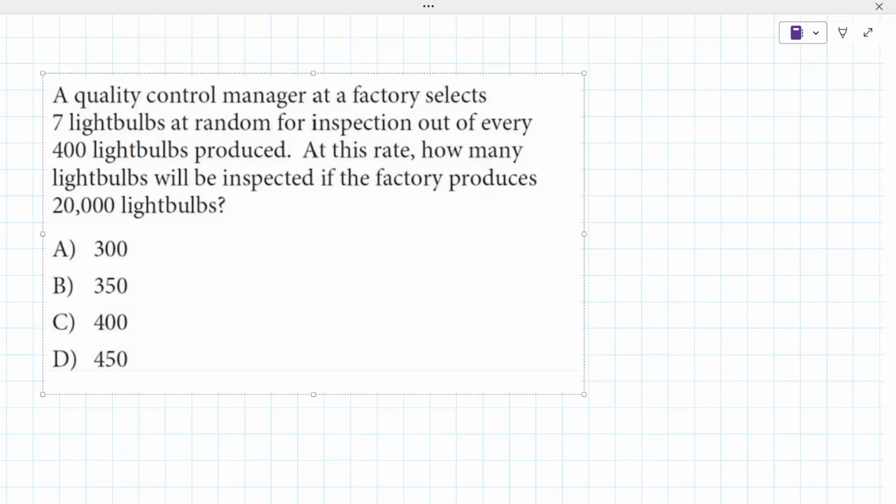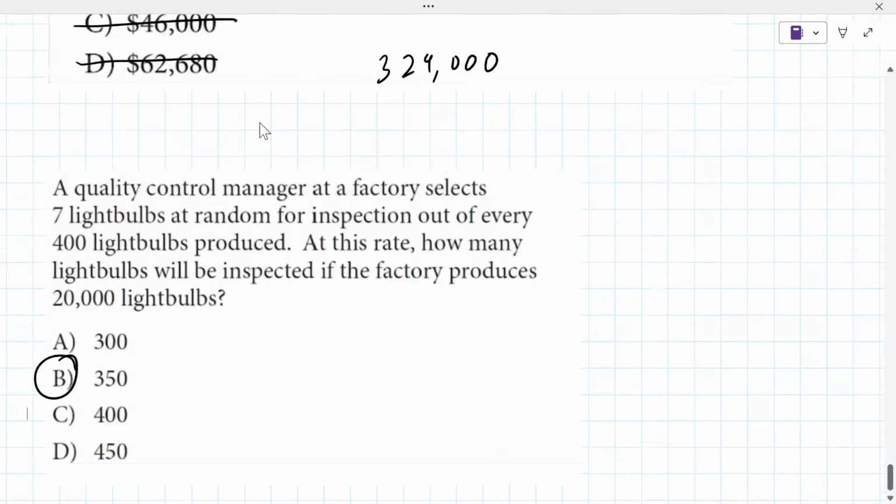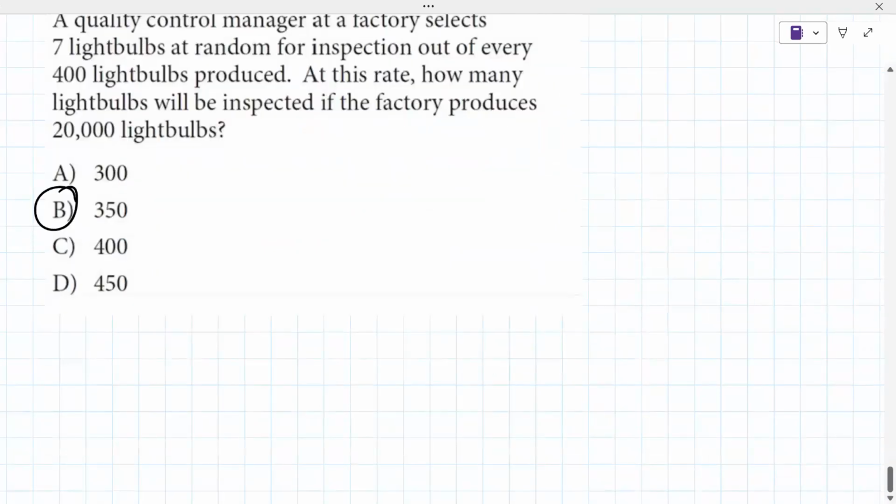Okay, I am back. If you have any questions or you have an answer. B. Okay, how did you come up with that? You divide 400 from 20,000 and then you get 50, and then 50 times 7 is 350. That's right. Yeah. Okay. Yeah, so I'm still circling them.